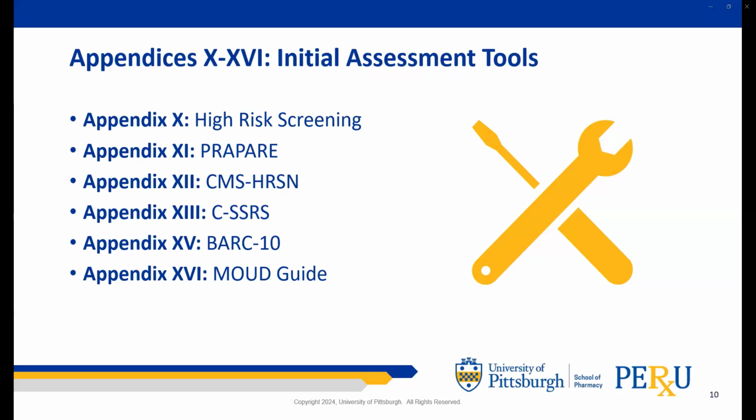Appendix 13 has the Columbia Suicide Severity Rating Scale, the CSSRS, which is one example of a validated suicide screening tool. Appendix 15 has the Brief Assessment of Recovery Capital, or the BARC-10, which is required to be administered within the first 30 days after enrollment and repeated every 6 months. Appendix 16 has the Medication for Opioid Use Disorder, the MOUD, guide, which is an assessment in the optional assessment section to help clients receive the form of MOUD that is most appropriate for them.